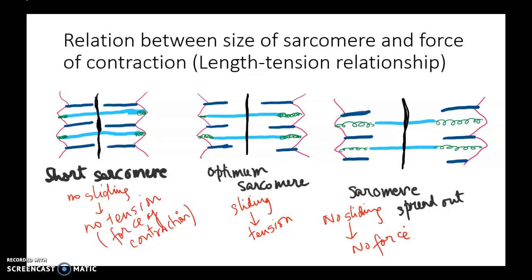So what is the take-home message here? The take-home message is muscles at optimum length produce optimal force because there is an optimal amount of cross-bridge formation between actin and myosin. Okay, and this really depends on the size of the sarcomere. This is the take-home message of this slide.